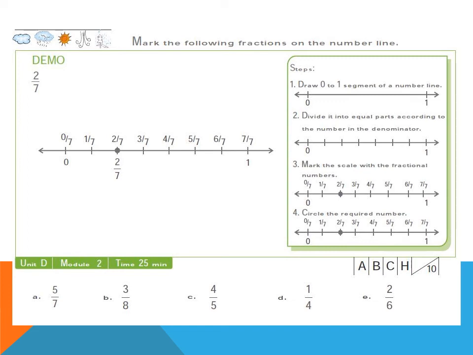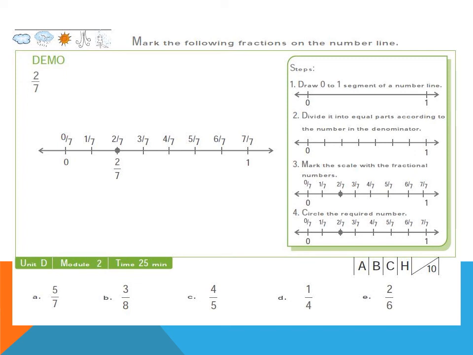So in module number 2, mark the following fractions on a number line. Demo. The question is 2 by 7. So you have to draw a number line. You have known to draw number lines from your last class only. So what we will do, since it is 2 by 7, we will divide the space between 0 and 1 into 7 equal parts.